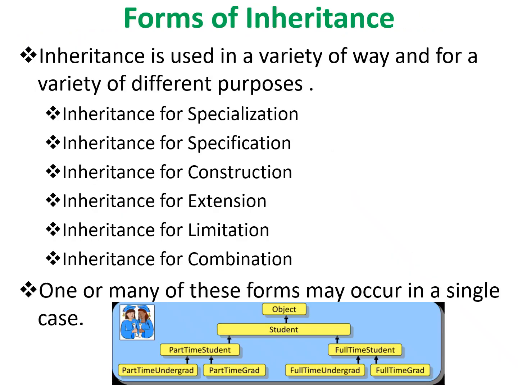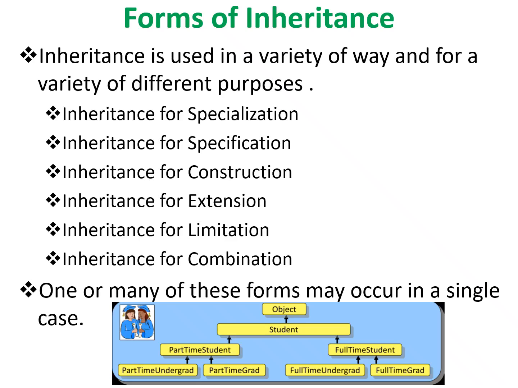Forms of inheritance. Inheritance is used in a variety of different ways and for a variety of different purposes: inheritance for specialization, specification, construction, extension, limitation, and combination. One or more of these forms may occur in a single case.